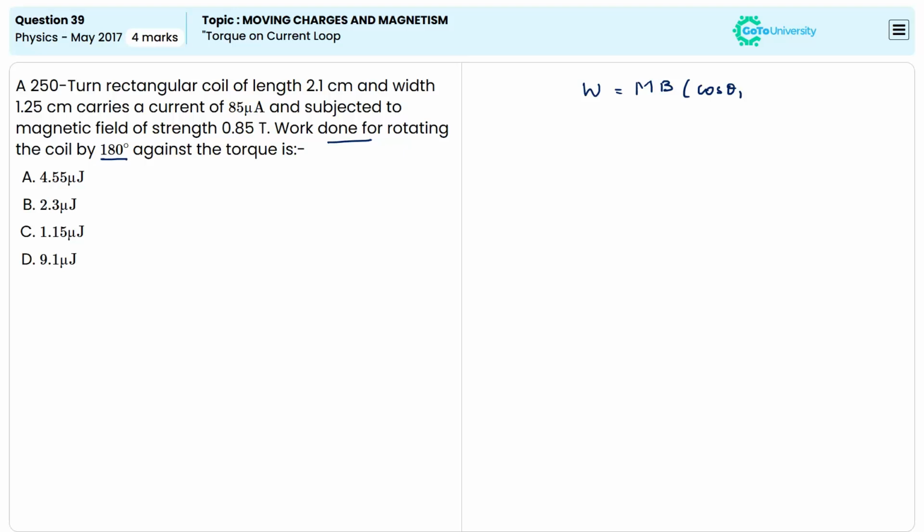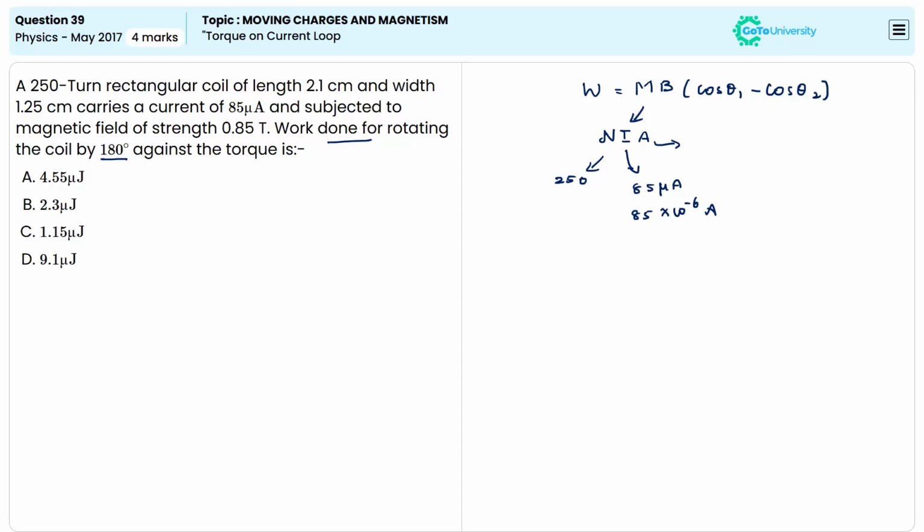MB (cos theta 1 minus cos theta 2), whereas M is representing the value of magnetic dipole moment, but there is no magnetic dipole moment given in the question. It's known that the magnetic dipole moment can be calculated using a formula NIA, whereas N is representing the number of turns which is given as 250, whereas I is representing the current value which is given as 85 microampere, which means 85 times 10 to the power negative 6 ampere.